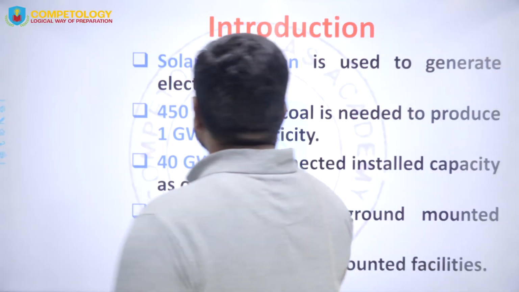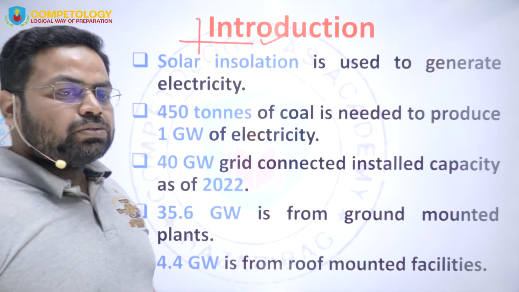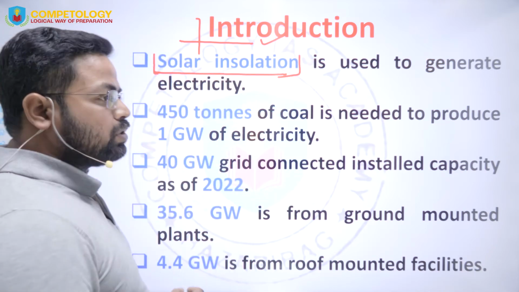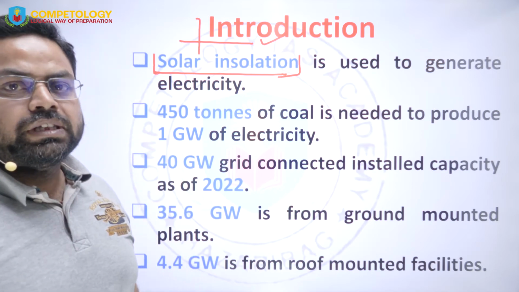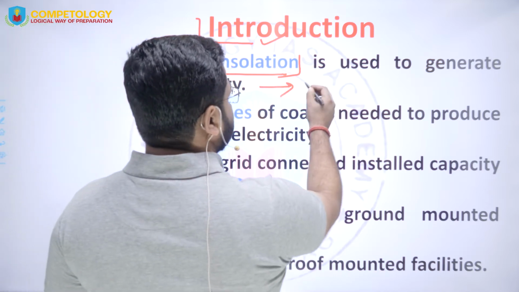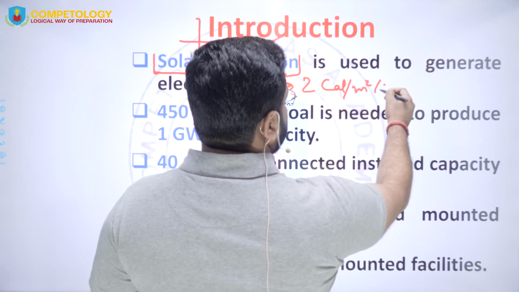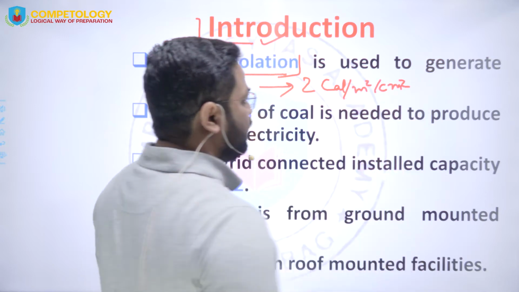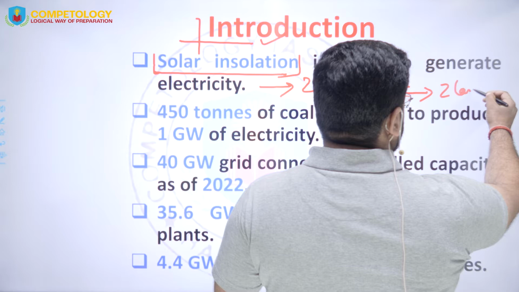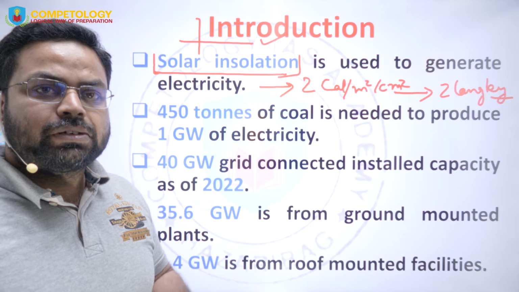First of all, we will see how solar energy is generated. Here the solar insolation is basically used to convert to solar energy, that is, the insolation coming to the earth surface from the sun, and its amount is 2 calorie per minute per centimeter square, right? This is also called 2 Langley, that is the solar constant that is coming to the earth surface.